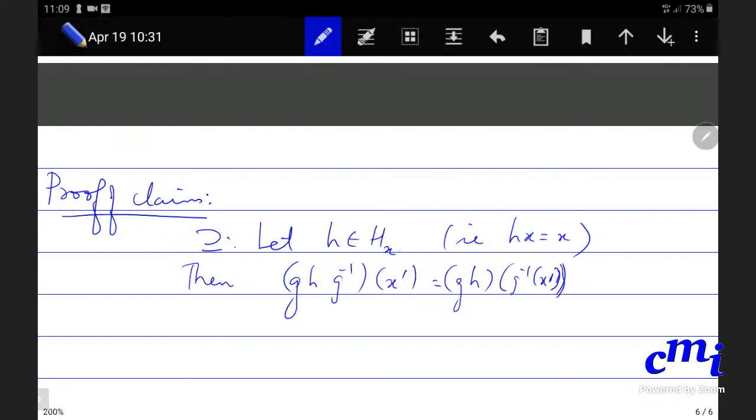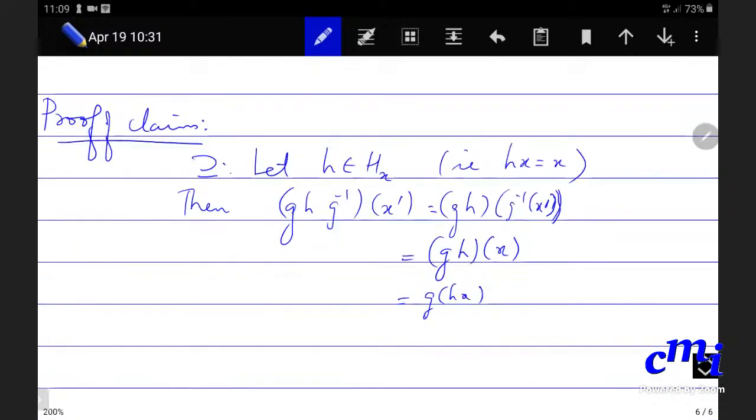Okay. Which is, so g inverse of x prime: g takes x to x prime, so g inverse will take x prime to x. These are bijective functions and inverses of each other. Okay. g h of x, which is g of hx, and that is g of x, which is x prime. So g h g inverse is inside Hx prime.